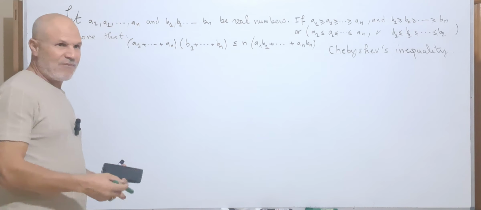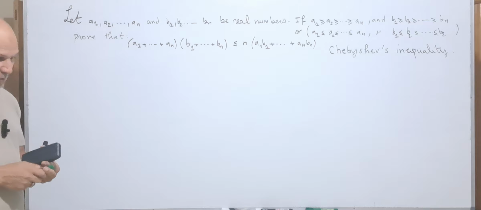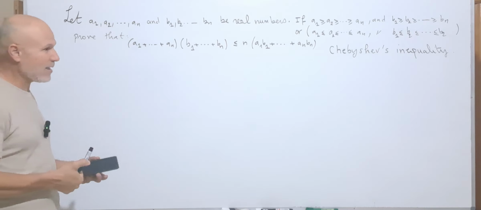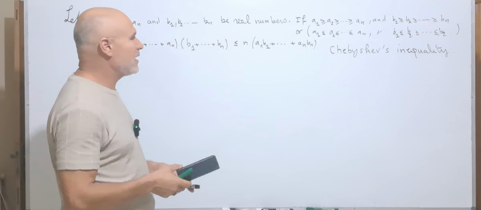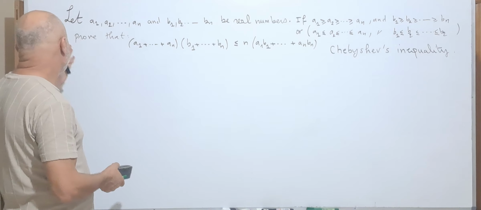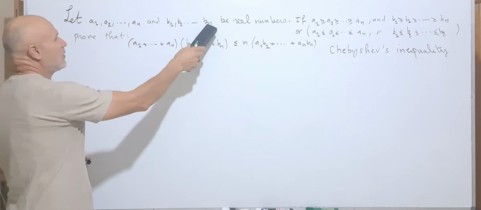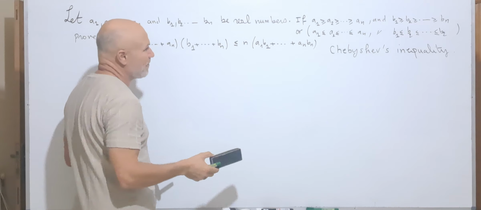Welcome again. This is a short video about inequalities, more exactly about the Chebyshev inequality. The statement says: let a1, a2, ..., an and b1, b2, ..., bn be real numbers.